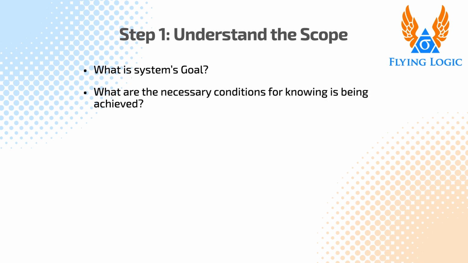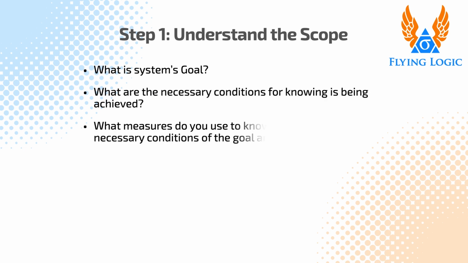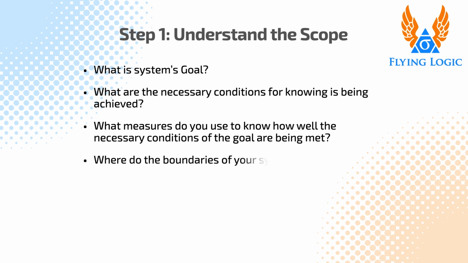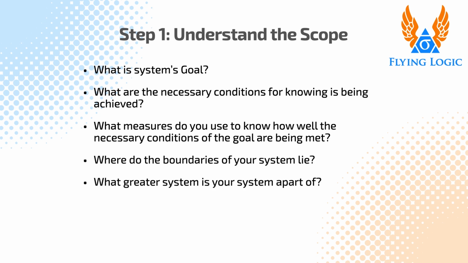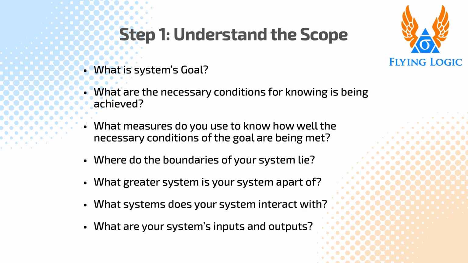What are the necessary conditions for knowing the goal is being achieved? What measures do you use to know how well the necessary conditions of the goal are being met? Where do the boundaries of your system lie? What greater system is your system a part of? What systems does your system interact with? What are your system's inputs and outputs?